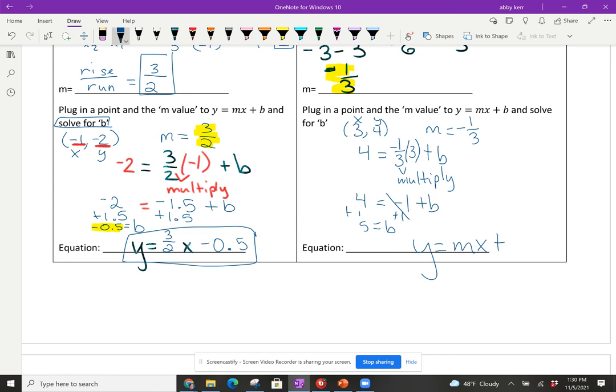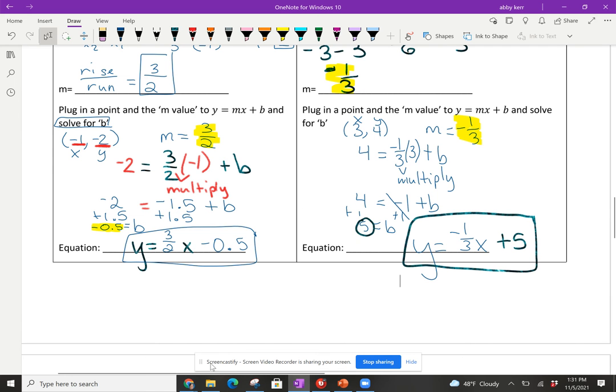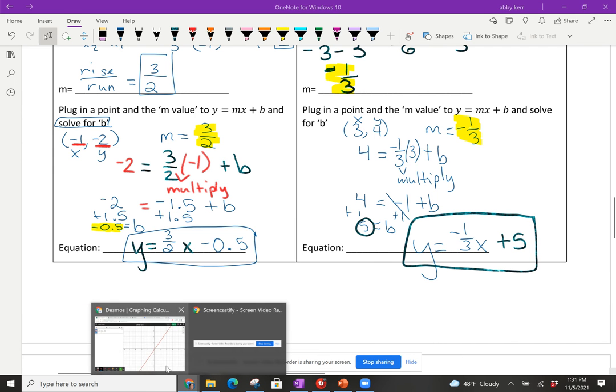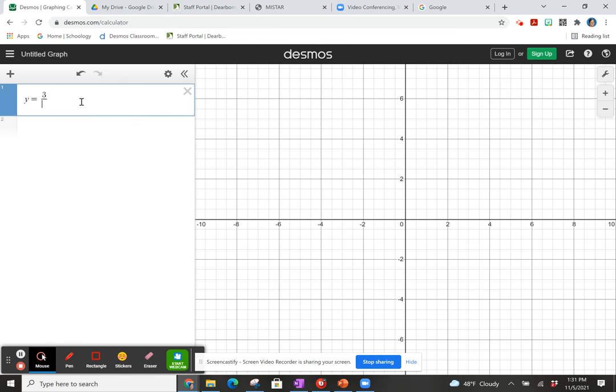Y equals mx plus b. We found the m value a few minutes ago. That was negative 1 over 3. And then we just found the b value right here. It's a positive, so it's really adding 5. So let's check on Desmos. Now we have to be careful that x cannot be underneath. It needs to be in the numerator or on the side, and then plus 5.